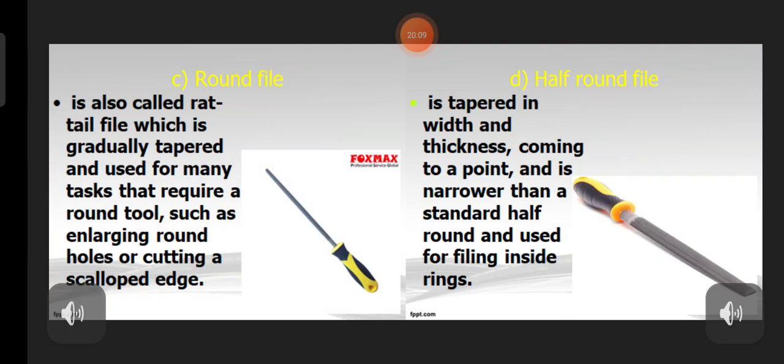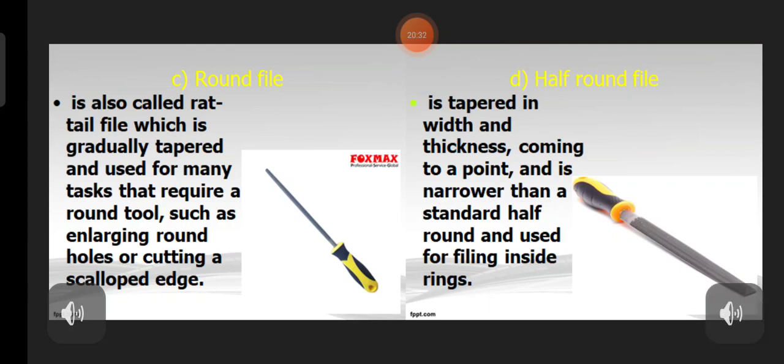Another example of a metal file is a round file. It is also called the rat tail file, which is gradually tapered and used for many tasks that require a round tool, such as enlarging round holes or cutting a scallop edge.